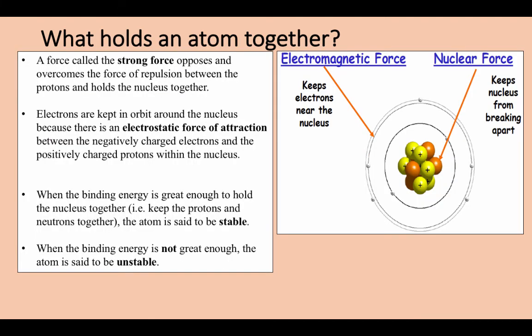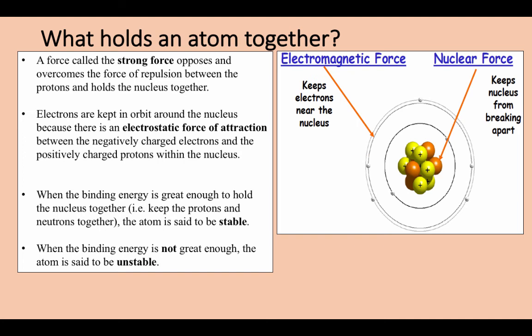This force, also referred to as the electromagnetic force, keeps the electrons near the nucleus of an atom and keeps the overall atom or atomic structure in place. There's a second force. This second force is called the strong nuclear force. This strong nuclear force keeps the nucleus from breaking apart. So there's two things that hold atoms together.